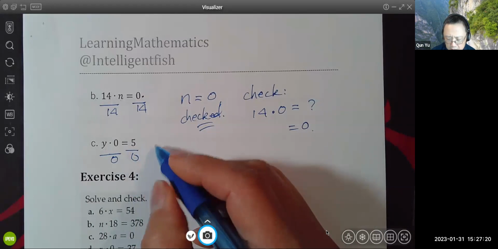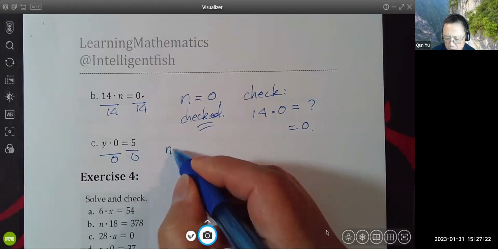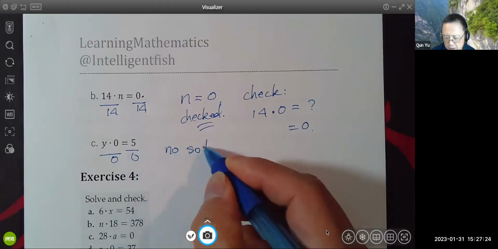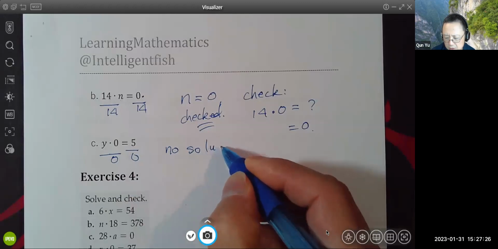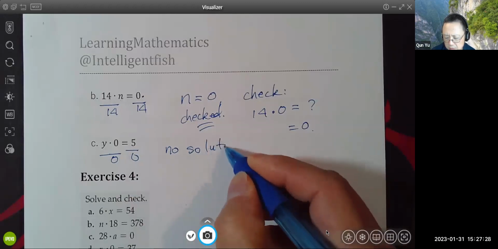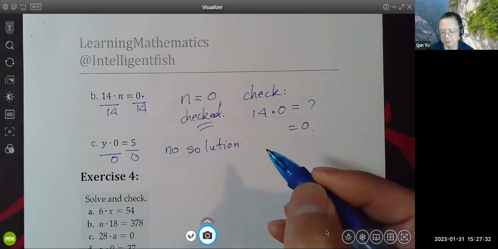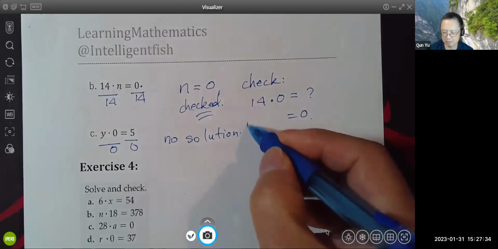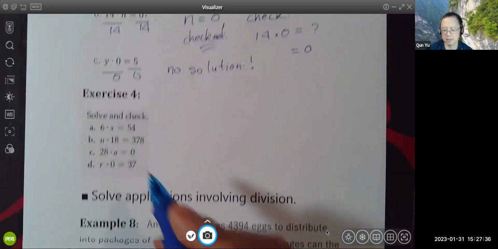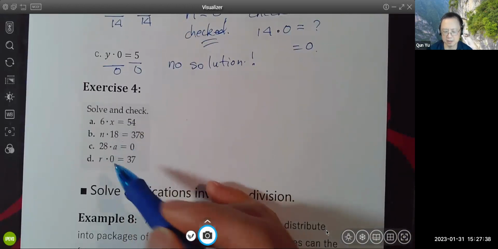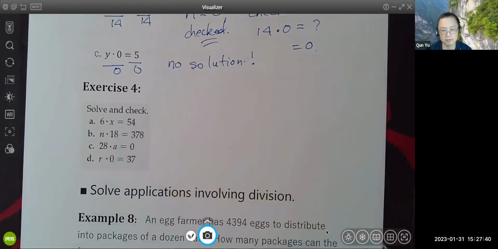What does it mean that it cannot be done? That means no solution. No solution. And you get some exercise problems here to solve these equations, 4 of those.